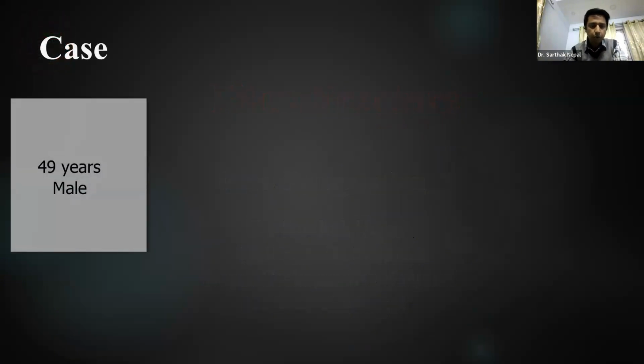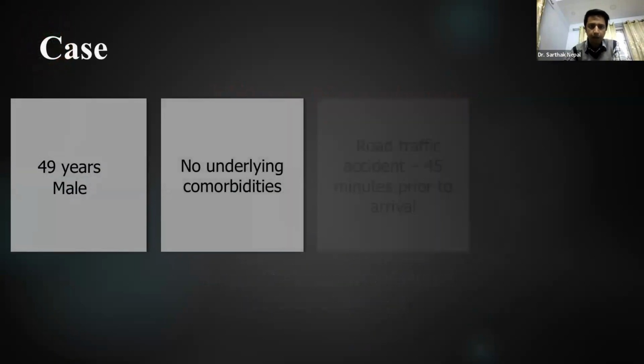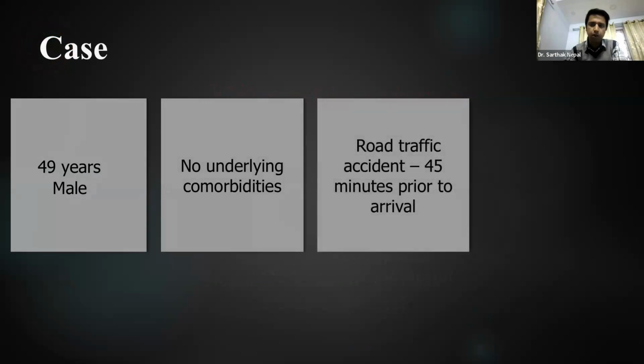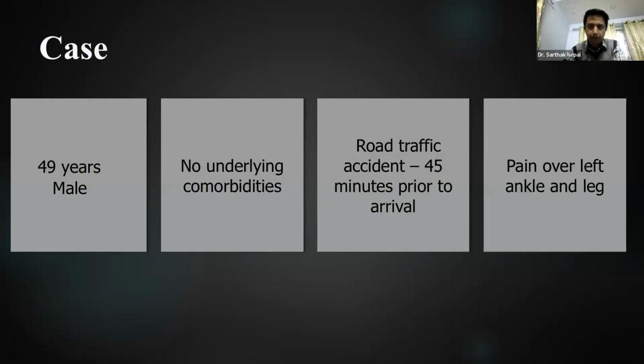It's a 49-year-old male who had no underlying comorbidities, who sustained a road traffic accident. That is, his bike was hit by a motor vehicle, that is a car, 45 minutes prior to arrival at our hospital. After that, he sustained pain over his ankle area.